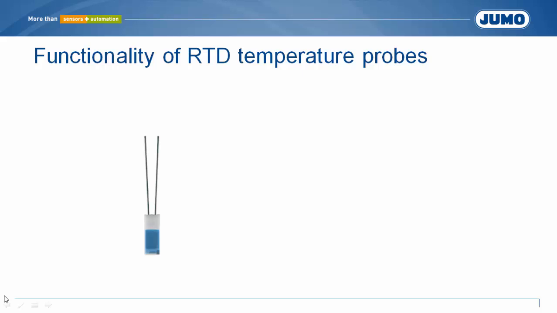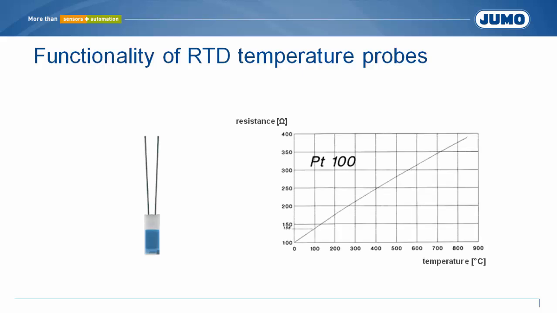RTD temperature probes change their resistance in the case of temperature fluctuation. Platinum has established itself as resistance material in industrial measurement. The properties of the so-called PD100 and PD1000 sensors are defined in the standard DIN EN 60751. Among others, the characteristics and the tolerance classes of the sensors are defined there.